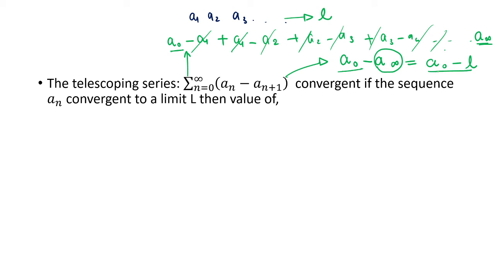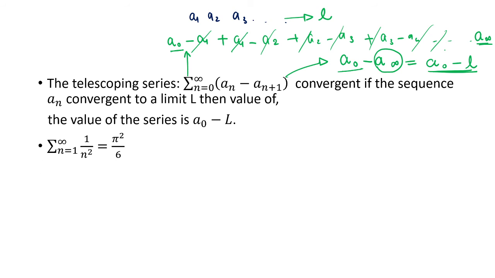When can I write this? I can write this if and only if the sequence converges. It is the sequence, right? It is the sequence which converges towards it. So what is a telescopic series? A telescopic series is obtained by doing subtraction of two terms of a sequence. And the answer is going to be A naught minus A infinity. And if your A infinity, the limit of the sequence, is defined, then the answer is nothing but A naught minus L, where L is that limit. Right? The value of the series is nothing but A naught minus L.